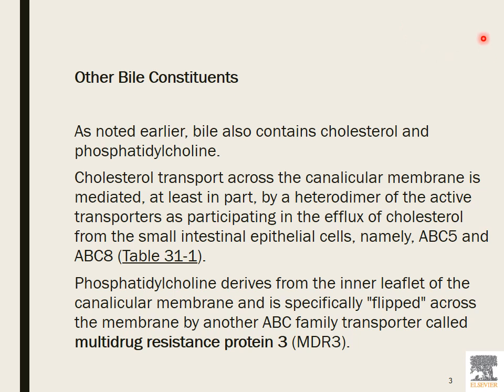Other bile constituents. As noted earlier, bile also contains cholesterol and phosphatidylcholine. Cholesterol transport across the canalicular membrane is mediated, at least in part, by a heterodimer of the active transporters also participating in the efflux of cholesterol from the small intestinal epithelial cells, namely ABCG5 and ABCG8. Phosphatidylcholine derives from the inner leaflet of the canalicular membrane and is specifically flipped across the membrane by another ABC family transporter called multidrug resistance protein 3, MDR3.